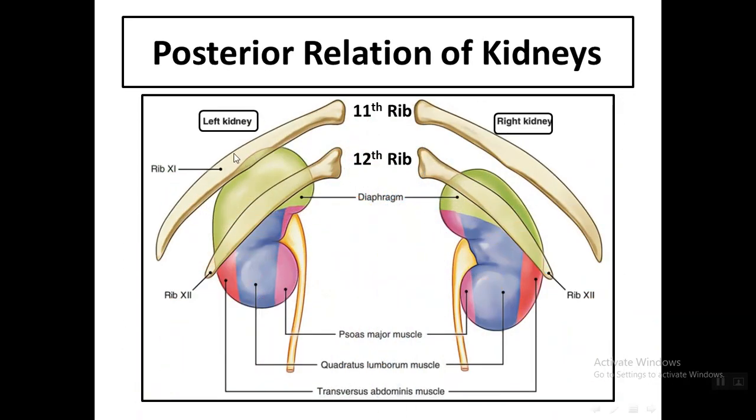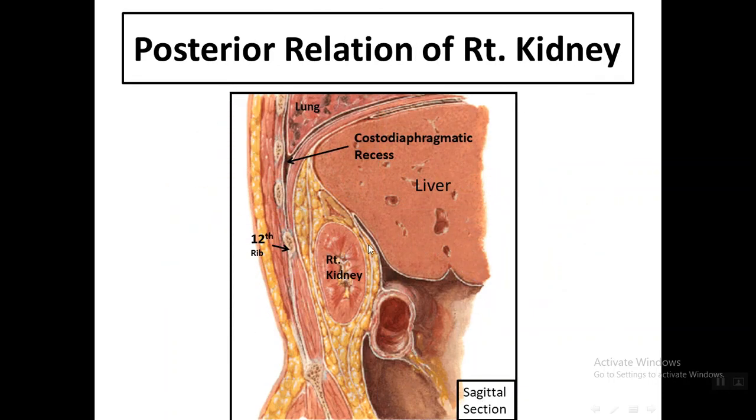Here we can see also that the left kidney is related to the 11th and the 12th rib, while the right one is related to the 12th rib only. Relation of the right kidney posteriorly, you can see this is the costodiaphragmatic recess, and this is the 12th rib. And here in this sagittal section, we can see anteriorly the right kidney is related to the right lobe of the liver and the right colic flexure.